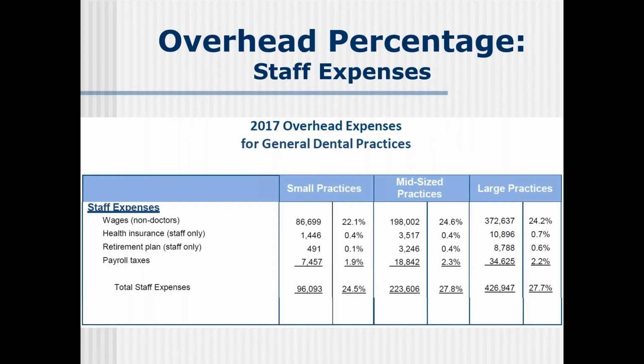The reason that the smaller practices are less is that with a smaller practice, the owner can actually do more of the admin type work that in the larger practices they need to get other staff people to do. So smaller practices actually pay a little bit less for their staff expenses than the larger practices. And as I mentioned in the range before, they run between 22 and 28%, but the larger practice is closer to the high end of that range.